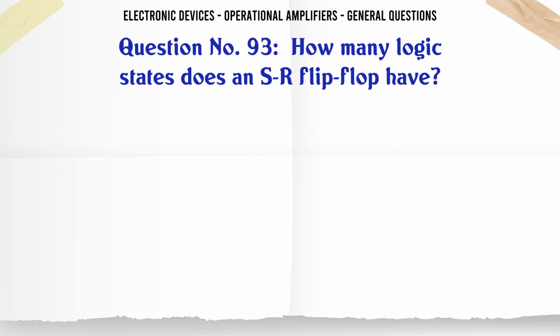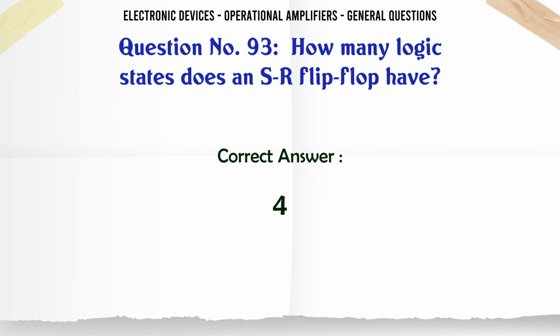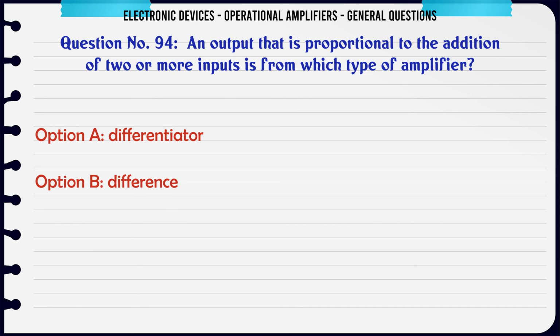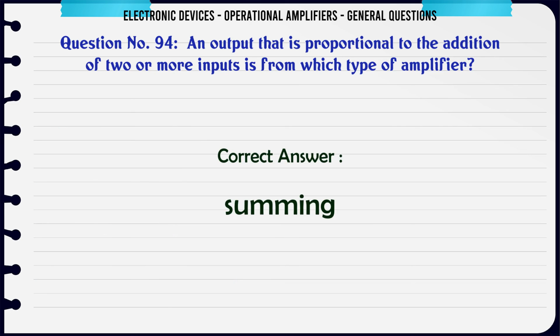How many logic states does an SR flip-flop have? A. 2, B. 3, C. 4, D. 5. The correct answer is 4. An output that is proportional to the addition of two or more inputs is from which type of amplifier? A. Differentiator, B. Difference, C. Summing, D. Analog subtractor. The correct answer is summing.